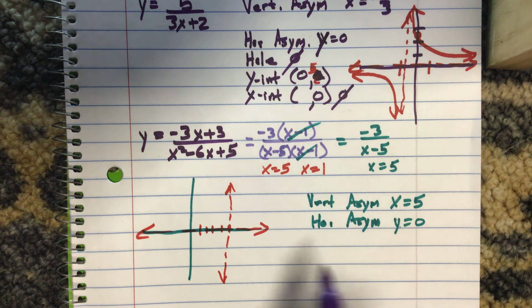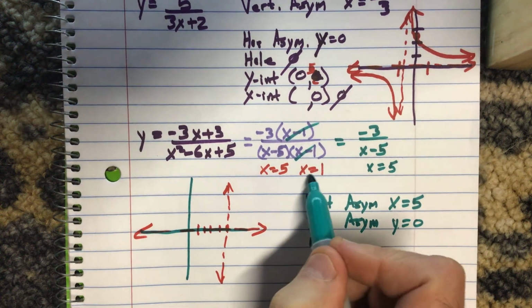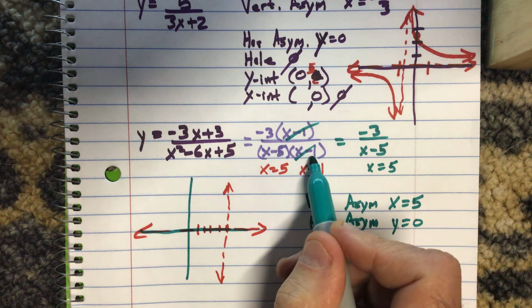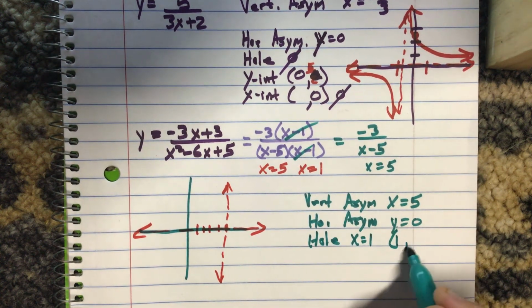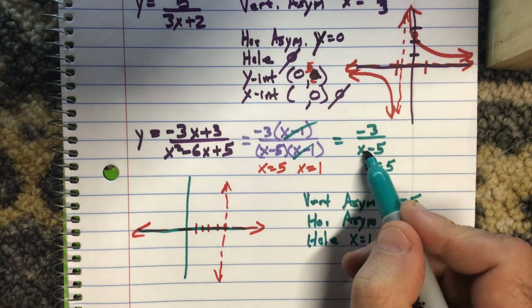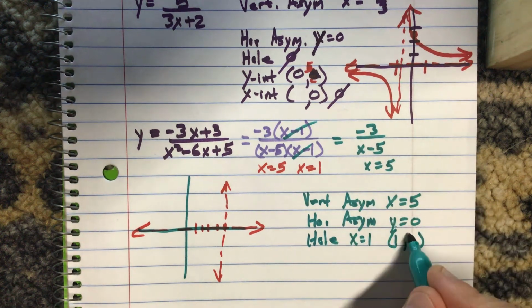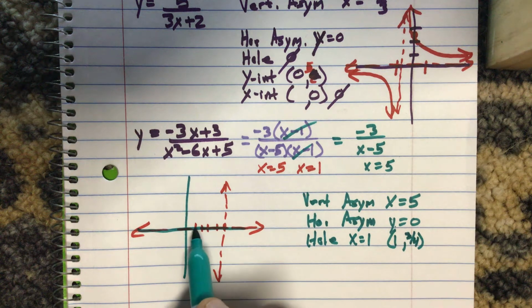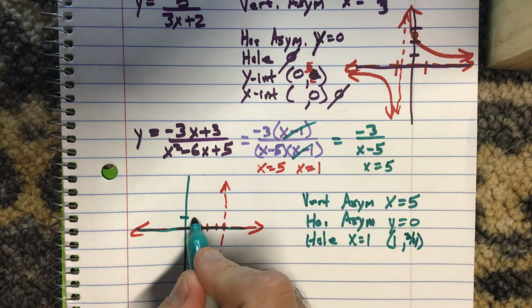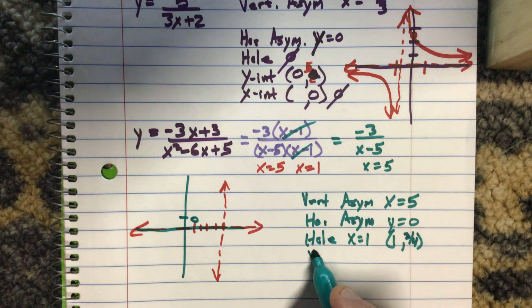The hole, this one does have a hole. The hole occurs when you cannot plug in x equals 1 into the original function. So the hole occurs at x equals 1, and more specifically, when x equals 1, you can now plug in 1. 1 minus 5 is -4, so you get -3 over -4, or 3/4. So there's a hole at (1, 3/4), which is about right there. So there's your hole.